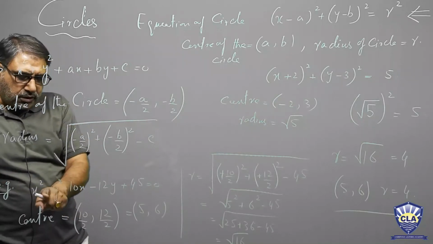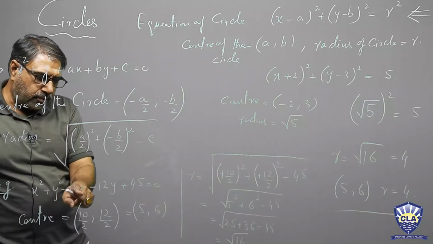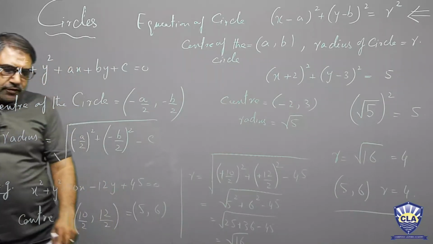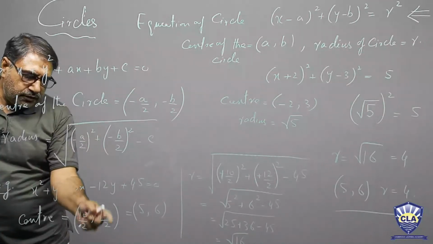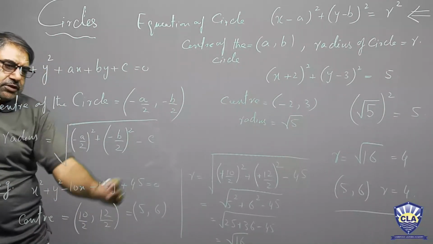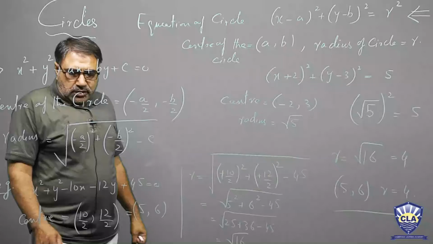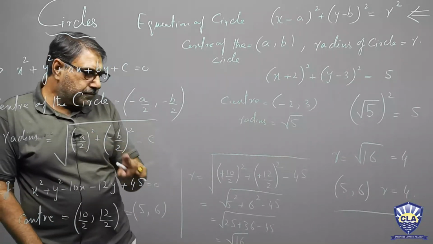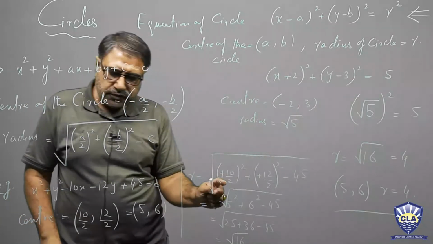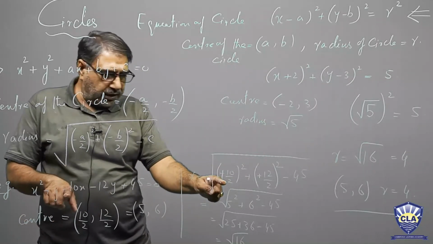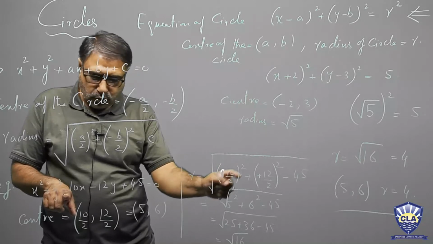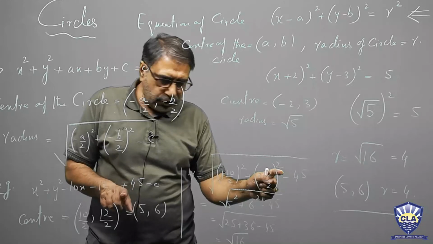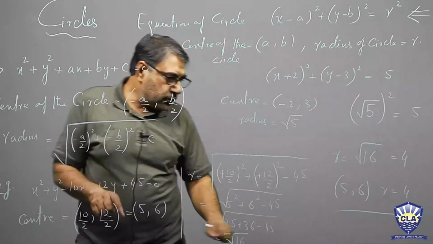In this case, example given to you, x square plus y square minus 10x minus 12y plus 45 equals to 0. So center will be change of sign over 2, 5, 6, is the center of the circle. Then the squares, change of sign: (minus 10 plus 10 over 2) whole square, (minus 12 plus 12 over 2) whole square, positive 45, negative 45. Simplify this.